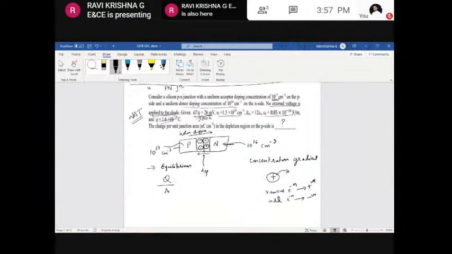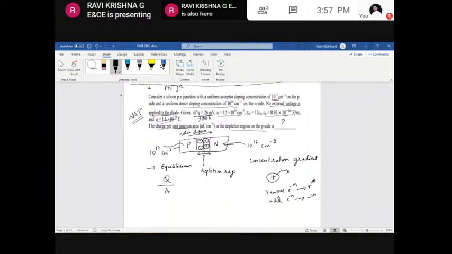This is the depletion region, wherein there are no mobile carriers available. If I just consider this, we need to determine the charge per unit junction area in the depletion region on the P side. Here, this is your P side, right? Which means we need to determine the charge per unit area in this P-type region of this particular depletion region.